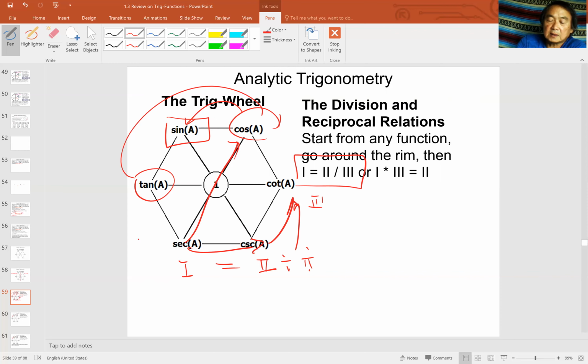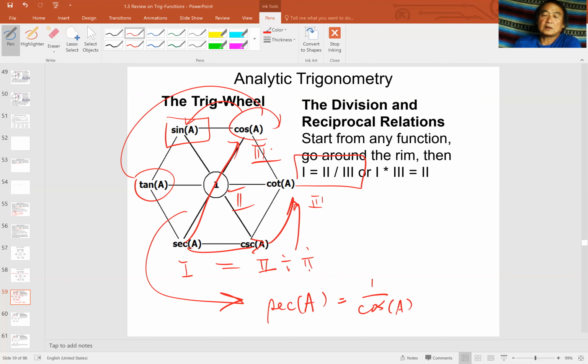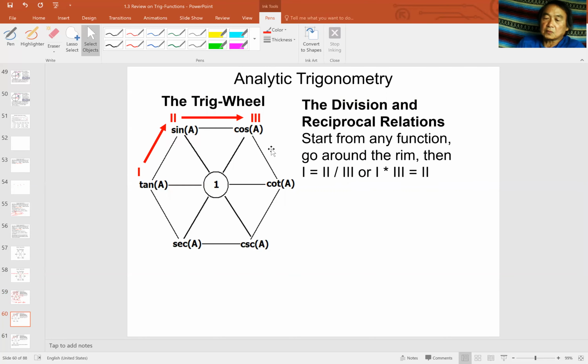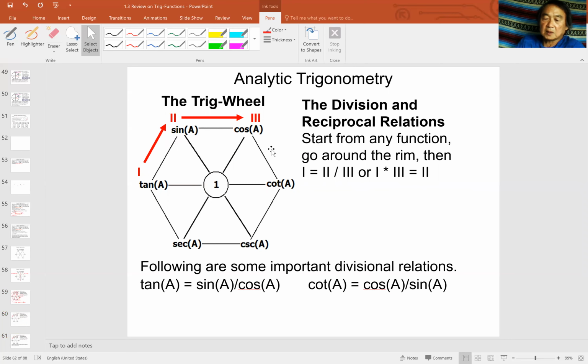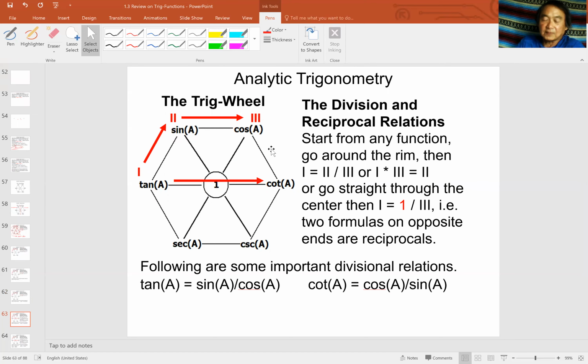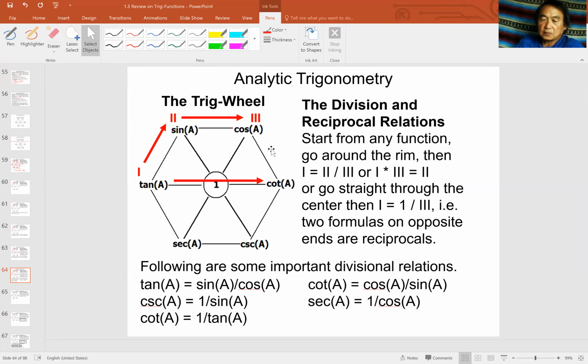For instance, the reciprocal rule says secant of A is equal to 1 divided by cosine. If I go straight, 1, 2, 3. These are the division rules and multiplication rules. Here are some examples coming out of these.